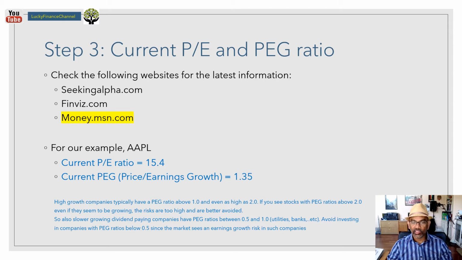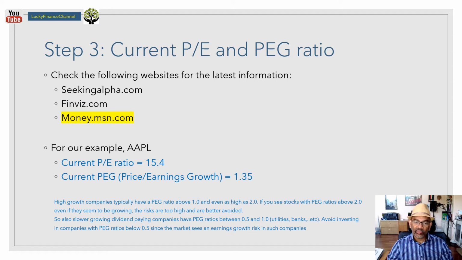risk associated with it. On the flip side, you'll see companies that pay a lot of dividends, that have slow growth but high dividends. They have PEG ratios between 0.5 and 1. Things like utilities, banks, etc. And that's okay. Typically, I avoid investing in companies that have a PEG ratio below 0.5, since usually that means the market sees some kind of earnings growth risk in those companies.